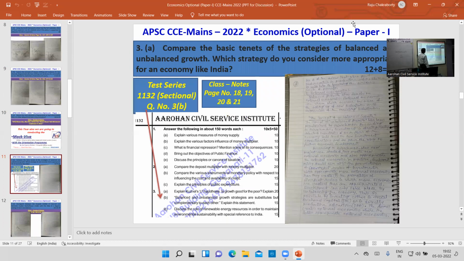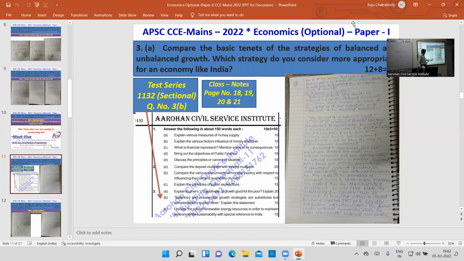Question 3A: Compare the basic tenets of the strategies of balanced and unbalanced growth. Which strategy do you consider more appropriate for an economy like India? In the context of the Indian economy, which strategy is applicable, balanced or unbalanced? I will discuss this, a valuable class for our understanding.